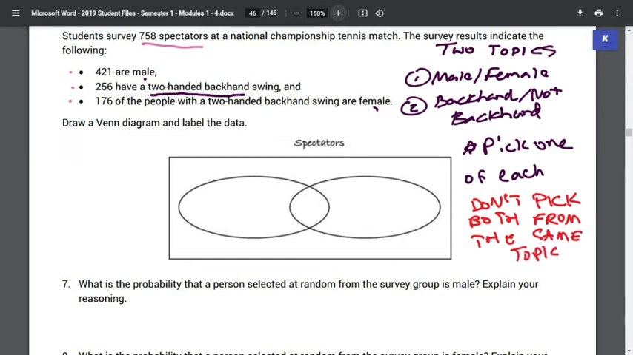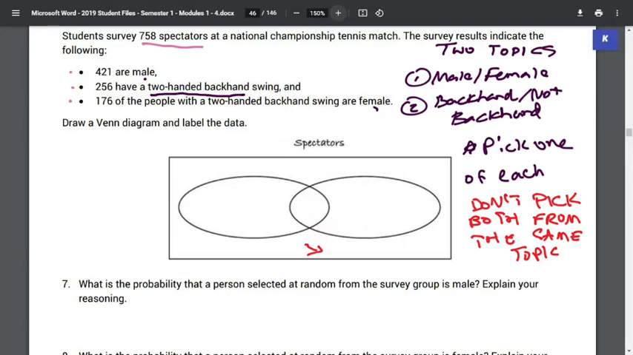If I label these backhand and not backhand, for example, then right here in the middle, it's hard for me to put a number because that's implying that the tennis player can hit backhand and not hit backhand, which doesn't make sense because on their survey they said yes or no, so there shouldn't be a crossroads between both of them. Same thing if it's out here, what number would I have out here? That's implying the number of people who don't have a backhand and not have a backhand. So we have to be really careful when we label these that we pick one of each.